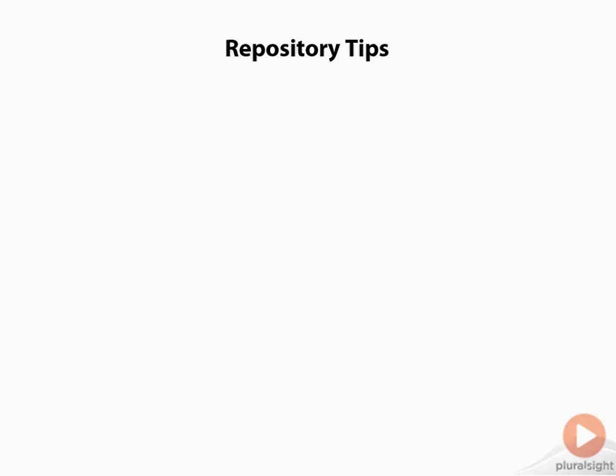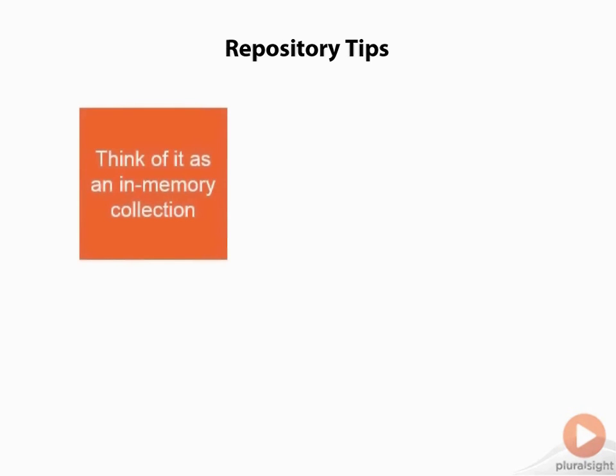Here's some basic guidance you should keep in mind when designing repositories. First, a repository should have the illusion of a collection of a specific type of object. You'll be adding the objects to the collection, removing them, and retrieving objects from the collection. But that it is an illusion of a collection is important to keep in mind. When you interact with a repository, these are the types of methods you'll be calling: add, remove, and retrieve.